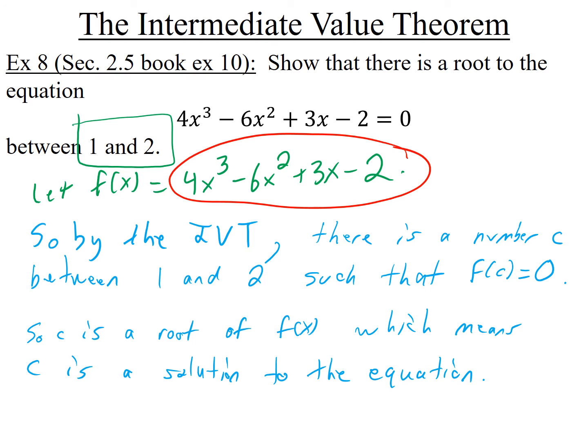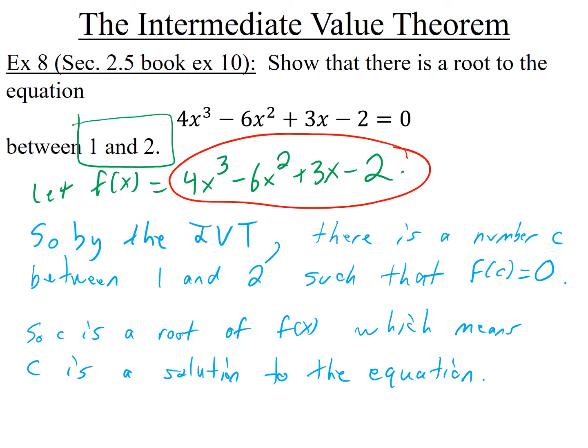What did we do? We first wanted to see if we can use the intermediate value theorem. So in order to use it, we need a function continuous on a closed interval, and this function is continuous on the closed interval 1 to 2. We also need a number between f of 1 and f of 2, and when you're trying to find a root, that means you're trying to get an output of 0. That means n is 0. Whatever output you're trying to get, that's what n is.